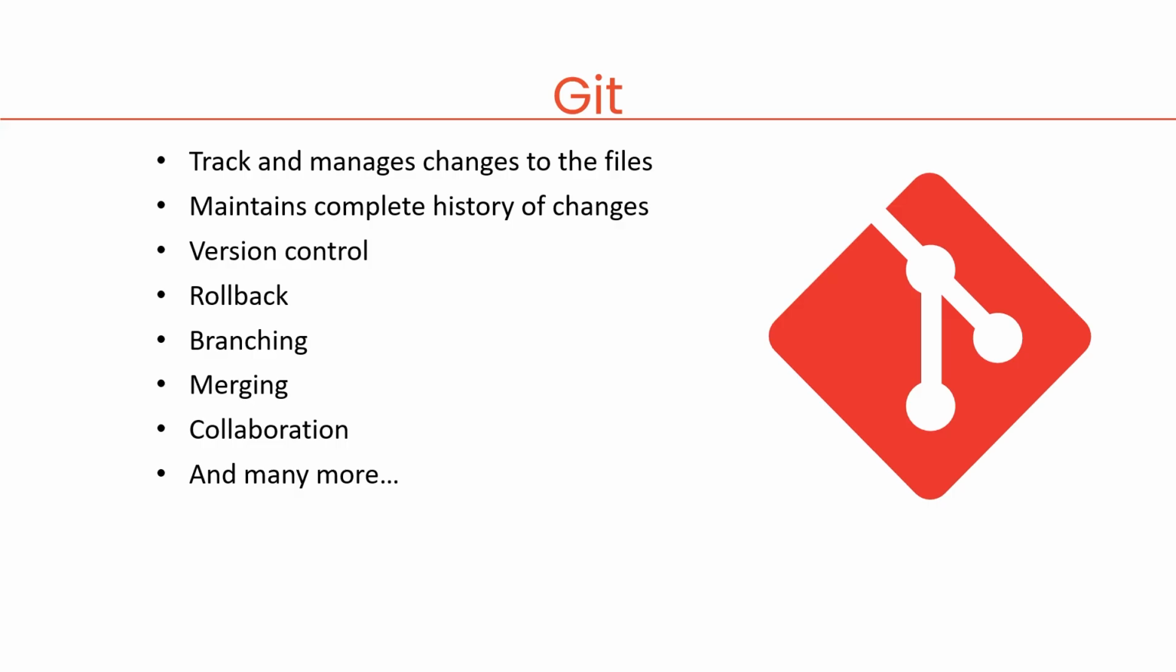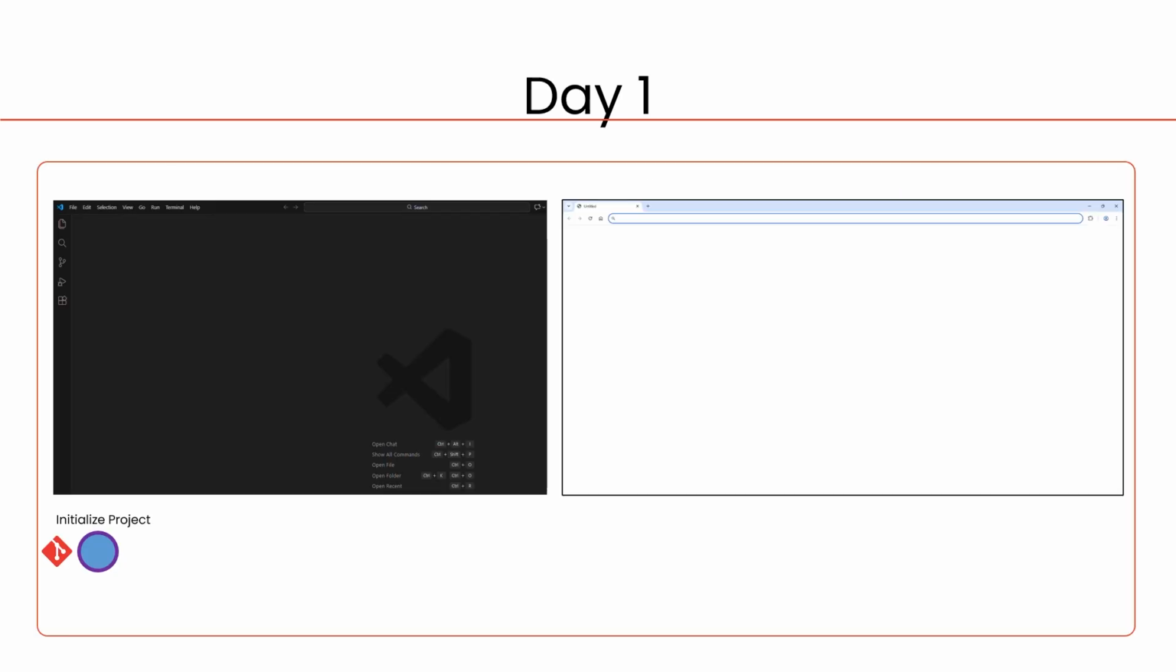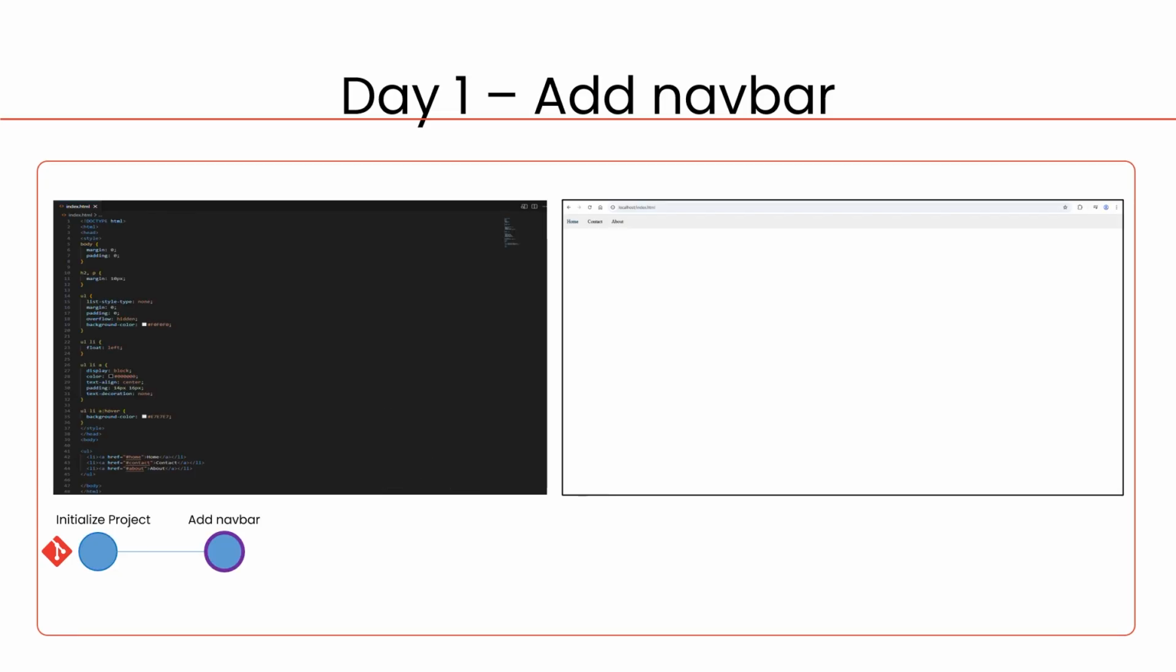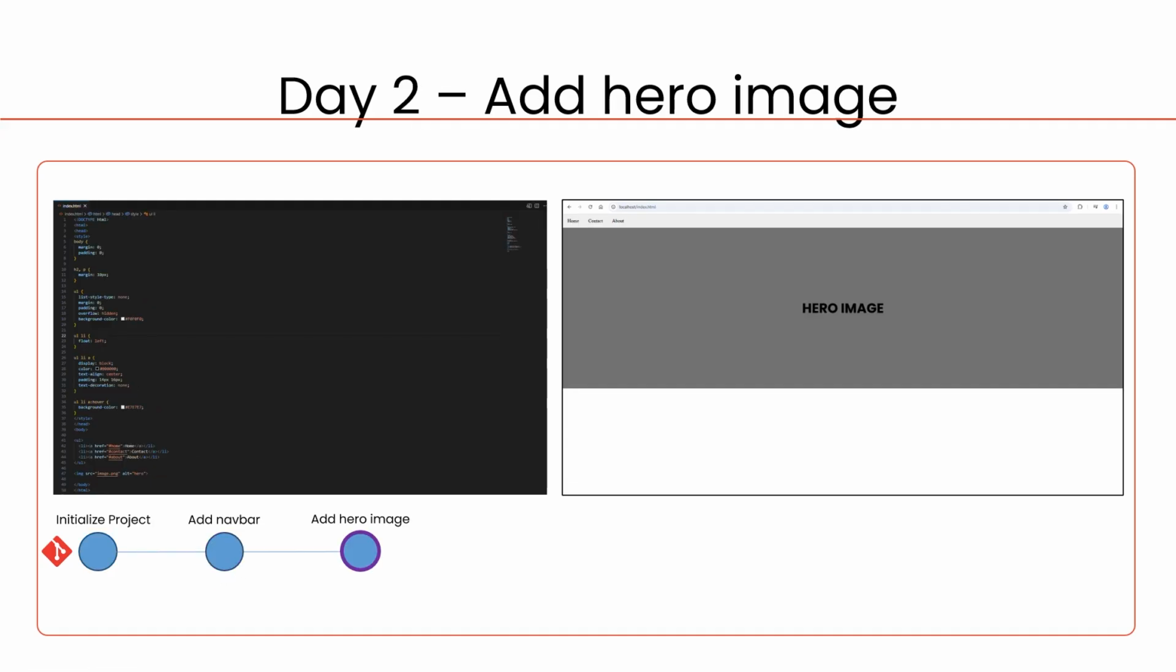Now I will use the same example with Git version control system. So with Git you can create checkpoints. Day 1, first I will initialize the project. Then I will add navbar, and after adding navbar I will create a checkpoint. On day 2 I will add hero section, and after adding hero section I will create another checkpoint.